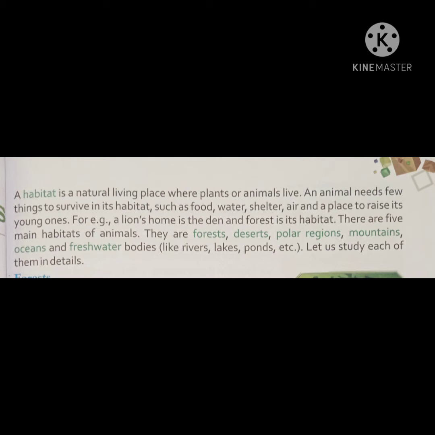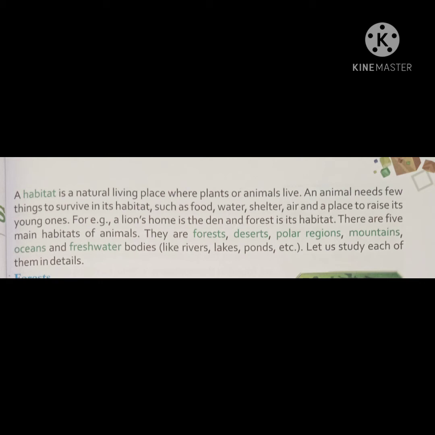For example, a lion's home is the den and the forest is its habitat. Home and habitat: home means the closed room where they live. So the lion lives in a den and the forest is its habitat. Habitat is a natural place, isn't it? So this natural place is called habitat, and the specific room or cave is called their home.